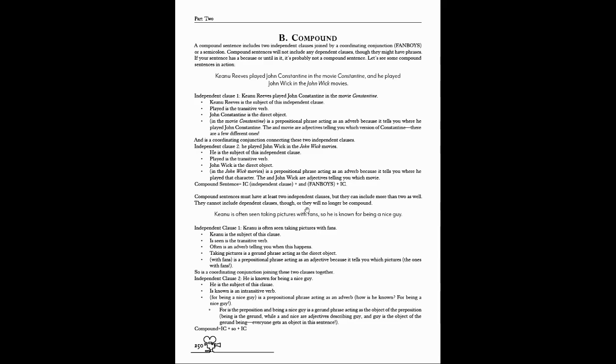So that is the first independent clause. Then I have a so, that's the S in your fanboys, coordinating conjunction. And then I have he is known for being a nice guy. So he is my subject, is known is my intransitive verb. And then how is he known? A prepositional phrase, for being a nice guy. So for is my preposition, but the object of the preposition here is actually being a nice guy. So being a nice guy is a gerund phrase. Being is the gerund, and then guy is the object of the gerund being. So that is my second independent clause.